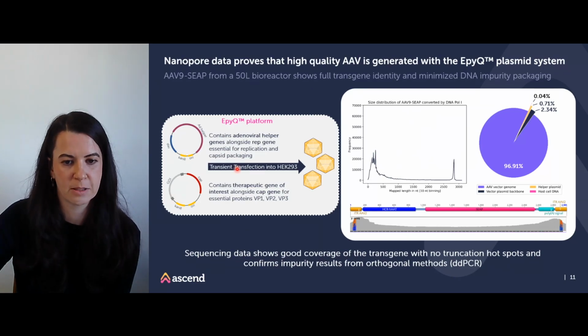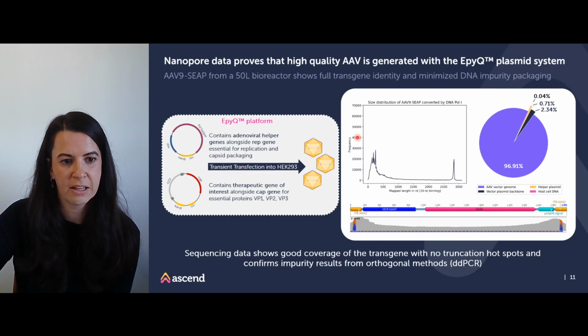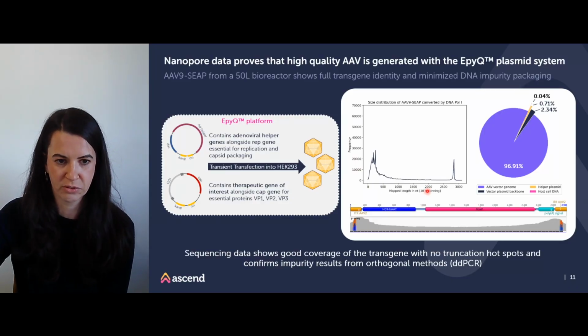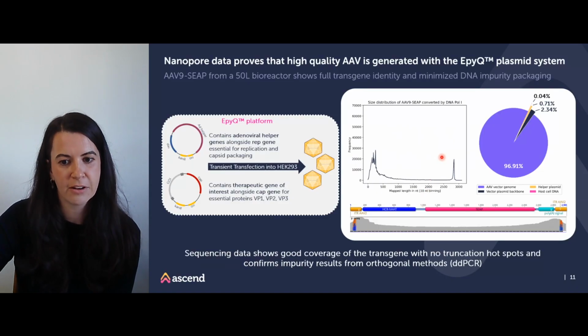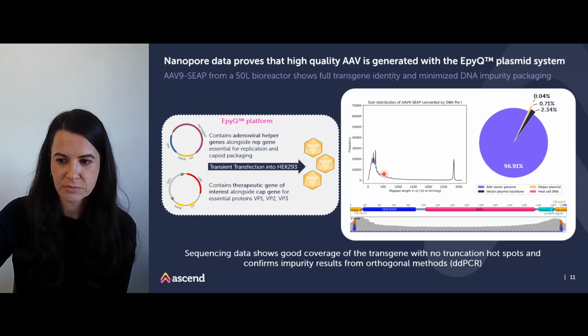And these two plasmids are then transiently transfected in HEK293 cells. And I want to show you here our developmental AAV9 batch from a 50-liter bioreactor. After sequencing, when we look at the size distribution of our reads, we detect the size of our transgene, which is approximately 3 kb in size, as well as a lot of shorter reads here, where Flo will tell you a little bit more after my part of the presentation.